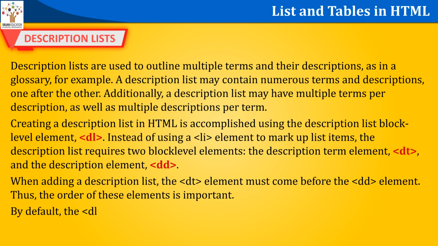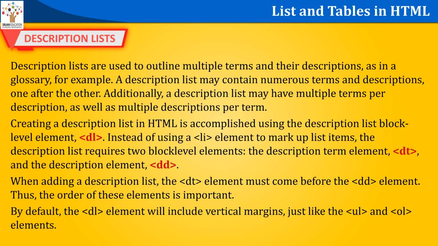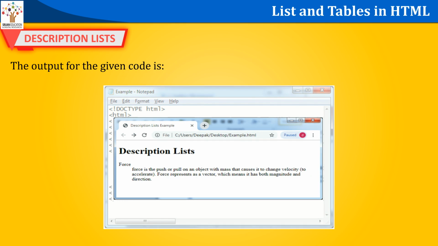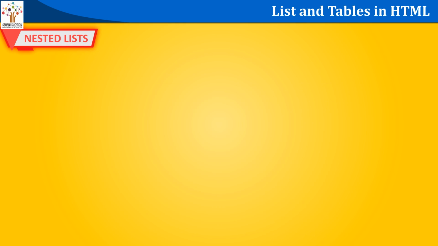By default, the DL element will include vertical margins, just like the UL and OL elements. Additionally, the DD element includes a left margin by default. Consider the following HTML code. The output for the given code is nested lists.